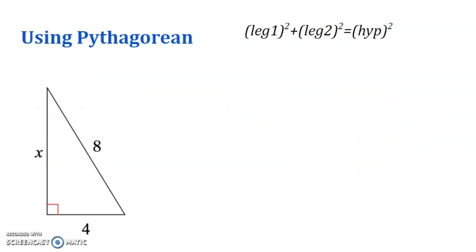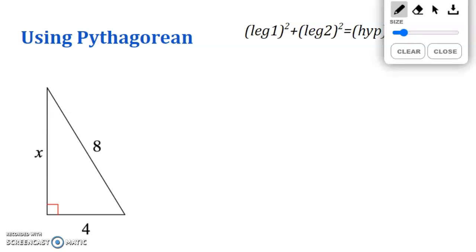Now this time, what are we given? Okay, how do I know? This is a leg. This is another leg. And this is the hypotenuse. How do I know this? Because the side opposite the right angle is going to be the hypotenuse, and the two sides that are right next to, surrounding the right angle, are the legs.